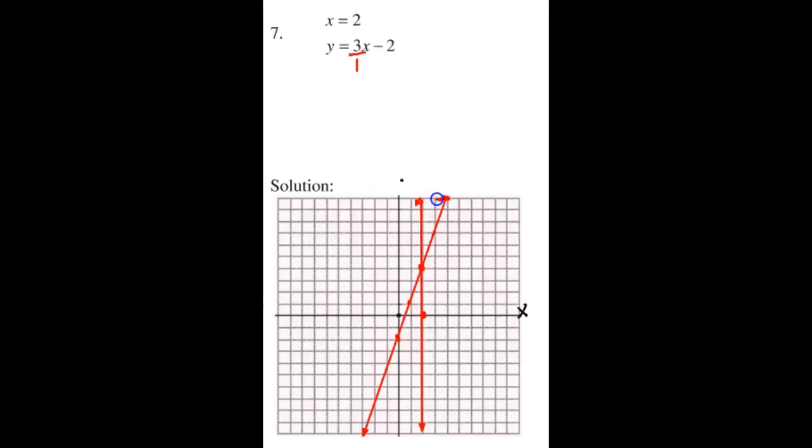So it looks like our answer is going to be right here. So it's going to be 2. No surprise, we have x equals 2, so the x is 2 in the answer. And it's up 1, 2, 3, and 4. There we go. 2, 4 for our answer.